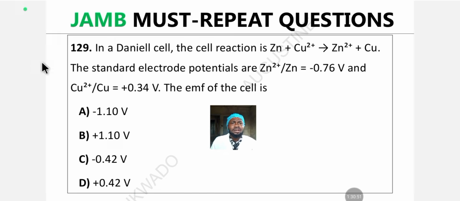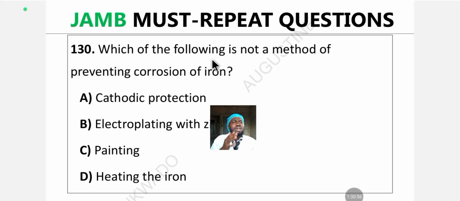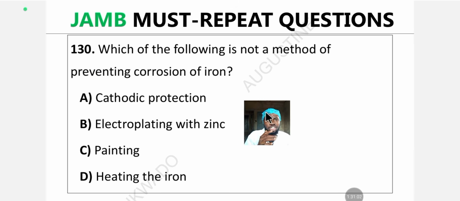No time, no time. Question 130. Which of the following is not a method of preventing corrosion of iron? A. Cathode protection. B. Electroplating with zinc. C. Painting. D. Heating the iron. What's the answer? Drop the answer in the comment section.